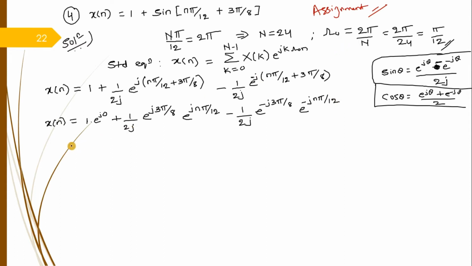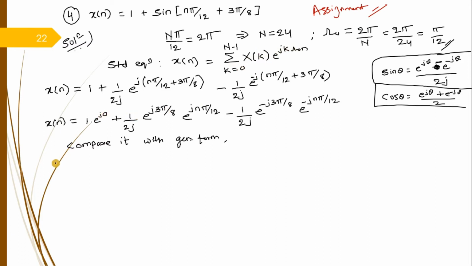Now compare, this is called inspection method. Compare it with standard form or general form. General form equation is already in front of you, right? So when I substitute k is equal to 0, what do I get? This whole term becomes 0. K equal to 0 means whole term becomes e raised to j0. E raised to j0 is here.